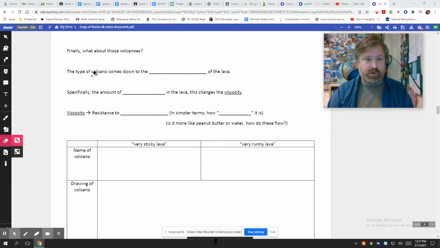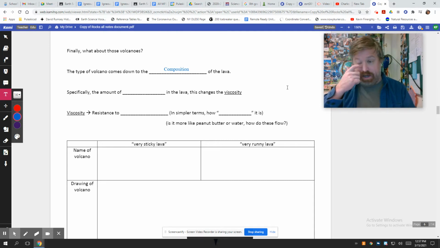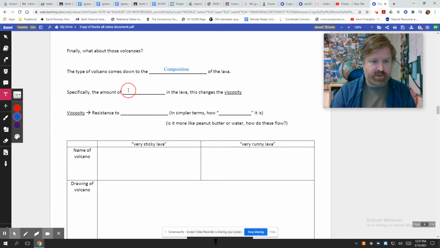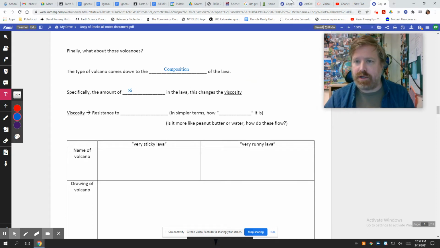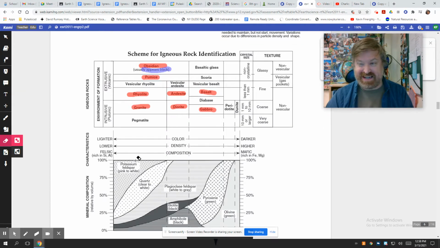What it comes down to is that not all magma or lava is the same. The type of volcano comes down to the composition of the lava. What is in there that erupts, and what's it like? That's going to make your volcanoes look much different. And the big X factor in all of this is SiO2, the amount of silica in the magma. That determines its viscosity.